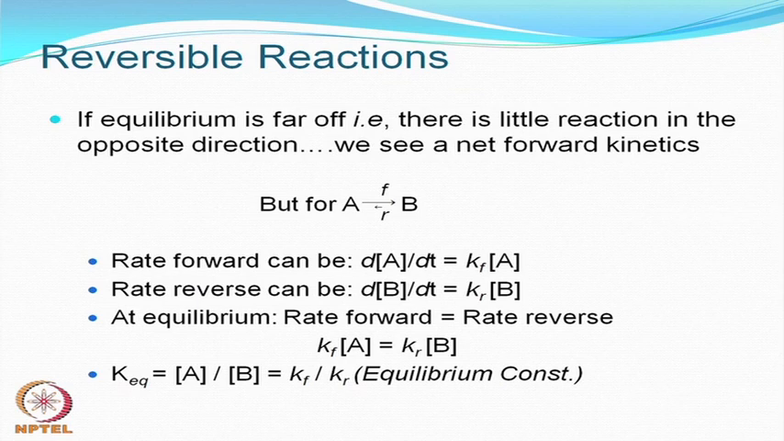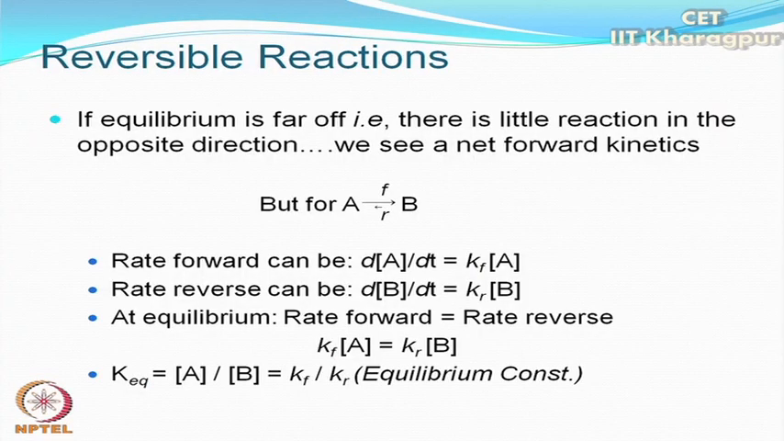Our next slide is reversible reactions. If equilibrium is far off, that is, there is very little reaction in the opposite direction, very little reaction in the back direction, then we see a net forward kinetics. That means there is no effect of the back reaction, even if there is a very little back reaction, we do not see any effect of that. So, we say that the equilibrium is far off and the reaction is shifted in the forward direction, that is, shifted to the right hand side.